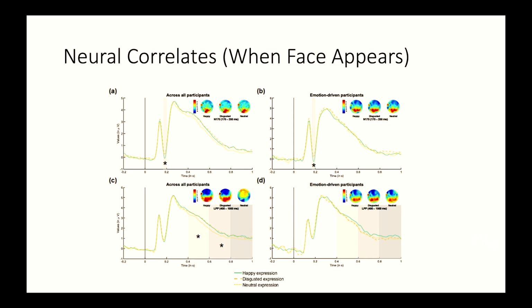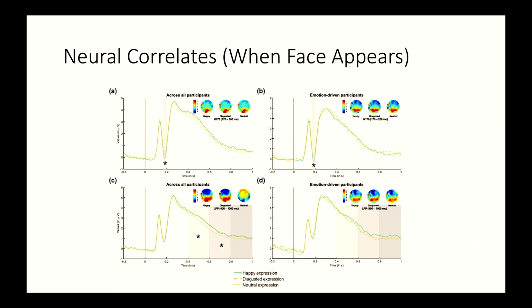So, these are the EEG data, this is the topo plot, these are for happy, disgust, neutral, this is the way the brain data looks. But what is important is you see this negative peak there. So, that is called N170.